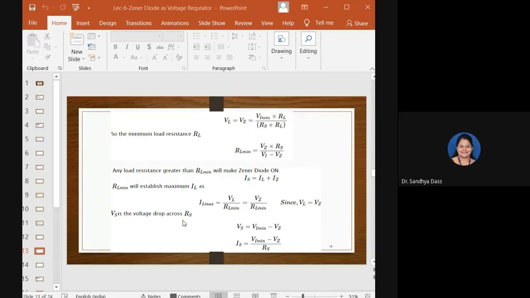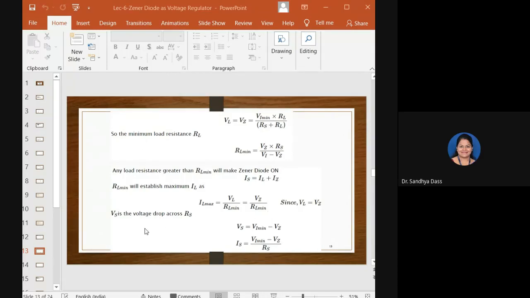So in other words, the minimum RL value will establish maximum load current, all right? Which will decrease the Zener current from the equation. So that is one theoretical part according to the Kirchhoff current law. In order to understand the circuit, IL max will be given by, again, the ratio of VZ by RL minimum, where VZ is the voltage across the Zener diode and RL is the load resistance.